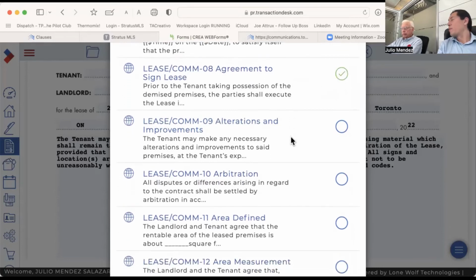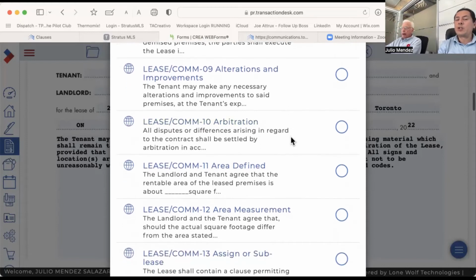Alterations and improvements. That depends on what the tenant wants to change within the premises. You can put those changes in with that clause. The landlord may not accept it. It would probably be at the tenant's expense, but if it's a AAA tenant, for example, and he wants his covenant, the landlord may pay for those alterations or changes. Sounds good. Number 10, arbitration.